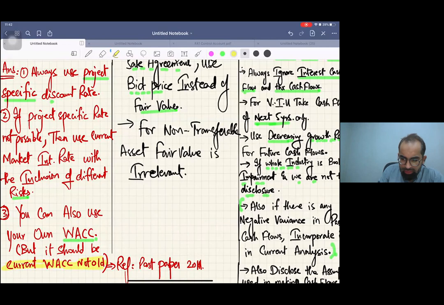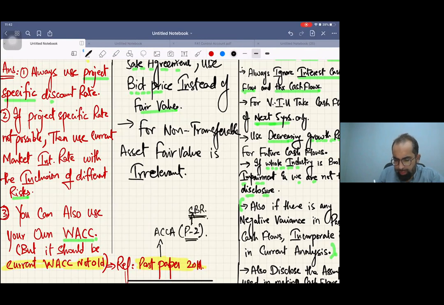I have written a reference of the 2011 past paper. This came in the 2011 past paper in SBR in ACCA, the P2 paper, which is now SBR. I think the name of that past paper was Scramble. Now they have changed the name as well. Okay, let me give one insight of that past paper. In that question, there was a scenario relating to impairment testing, and no project specific discount rate was available. So the accountant said that as a project specific discount rate is not available, we are using our own WACC, but we are using the 2 years old WACC.